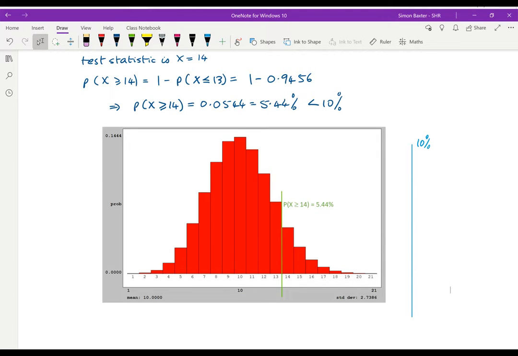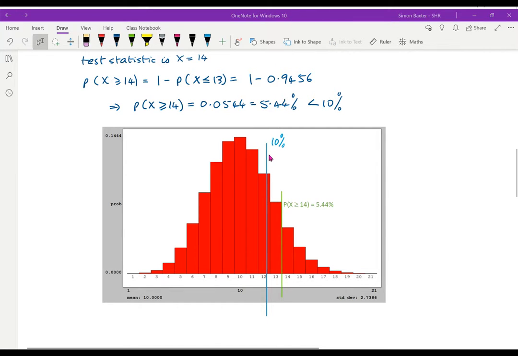Now we want to know whether x = 14 is significant at 10%, whether it lies in the critical region. If I take this blue line to represent 10%, where am I going to put it on the graph? Well, we have the probability that we are greater than or equal to 14. This green line is 5.44%. That means that the area on the right is 5.44%. And so if we want to put the blue line on, it must be somewhere on the left of the green line.